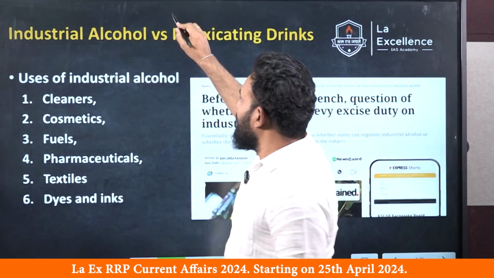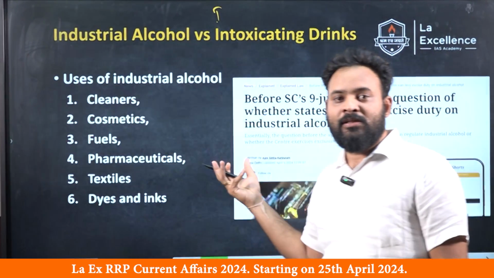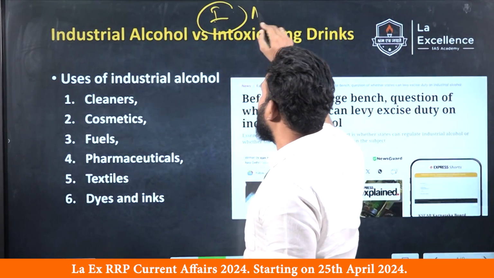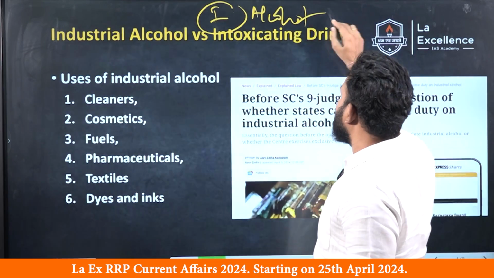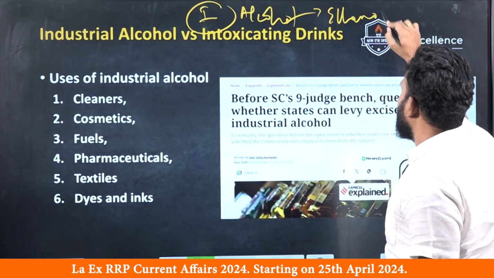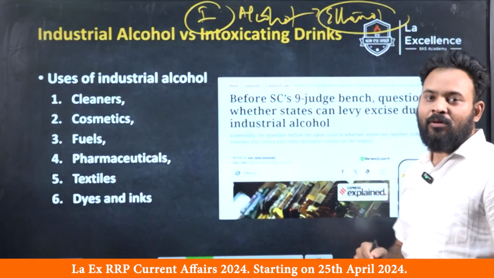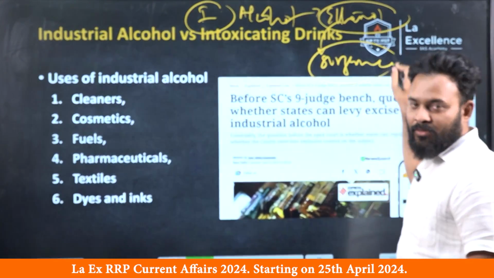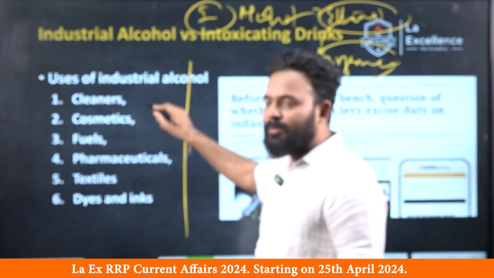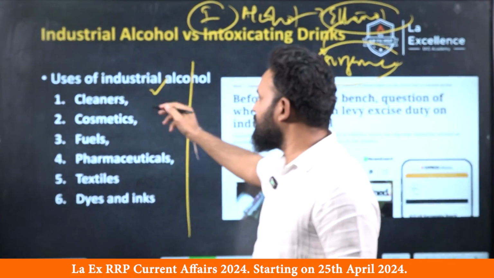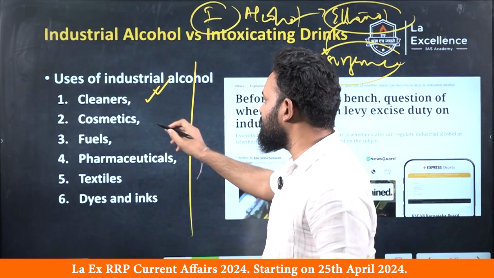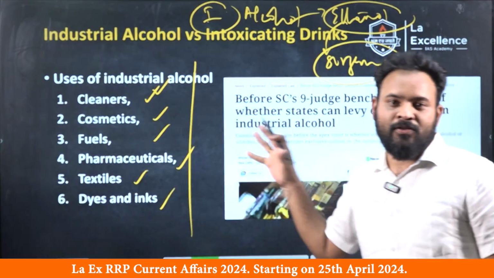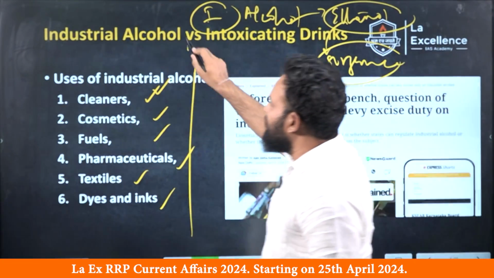And also, of course, UPSC will go beyond the news articles and may ask you what the uses of industrial alcohol are. Ethanol can be considered an industrial alcohol. Ethanol is produced from sugarcane and sugarcane industries. Okay, and let's see, these are some of the uses: cleaners, cosmetics, fuels, pharmaceuticals, textiles, dyes, etc. This industrial alcohol is being used.